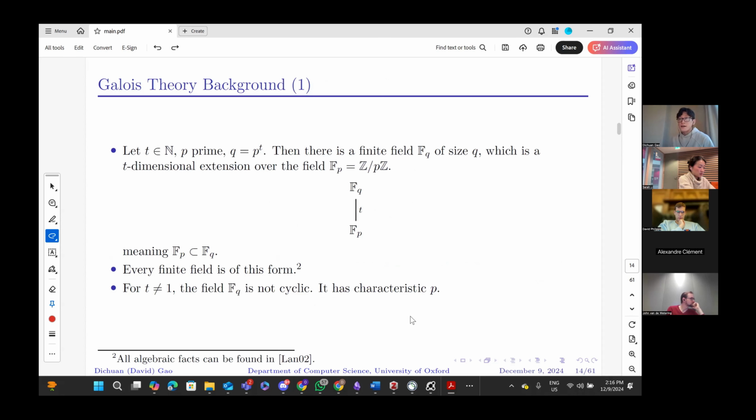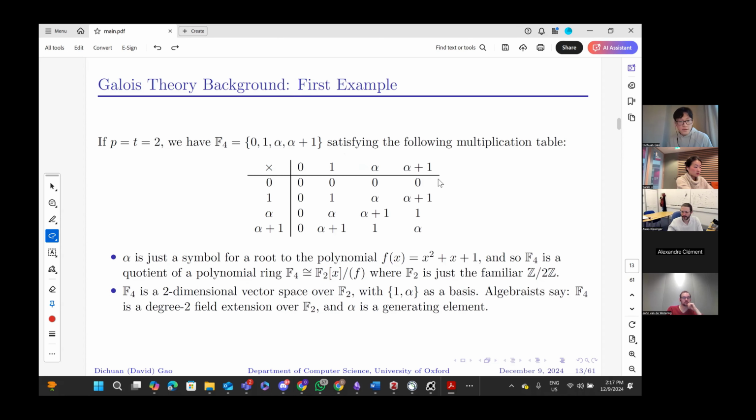Sorry, what did someone want? What's alpha plus alpha? Oh yes, that's a very good point. So in F_4, everything has characteristic 2. So alpha plus alpha is 0, as is anything plus itself.